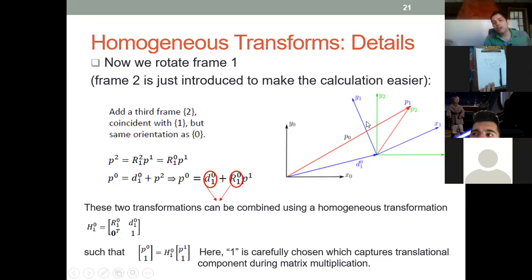The point P is on the object. The object is rotating, and at the same time, this frame is also rotating. So what do you think? What is the rate of change of this P1 in this picture?